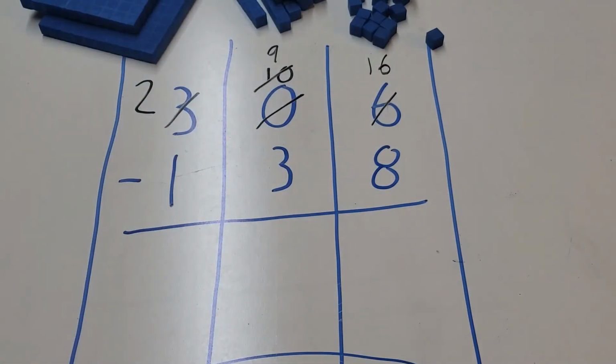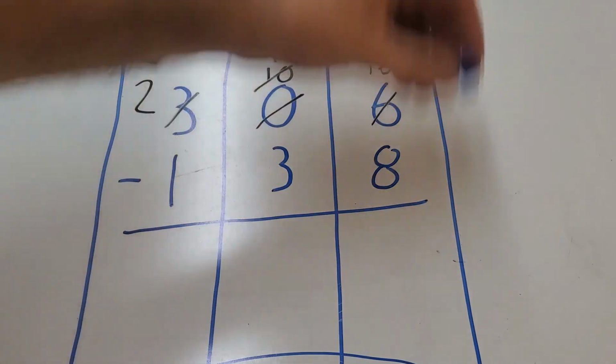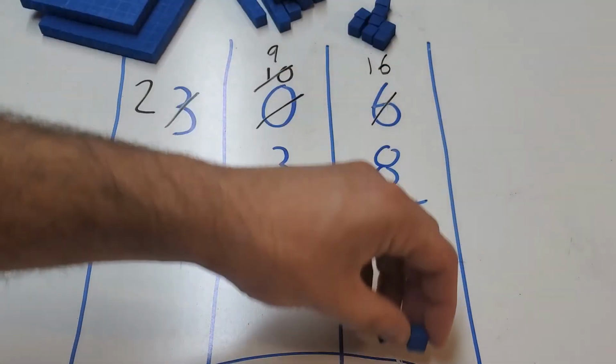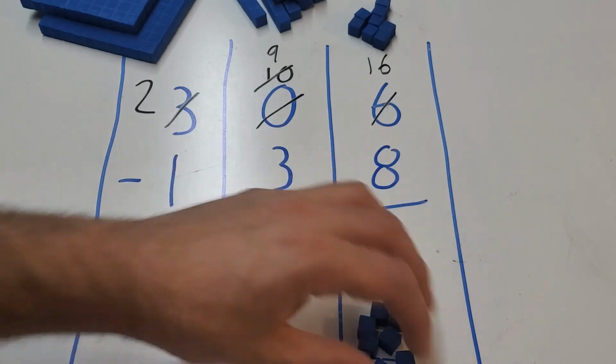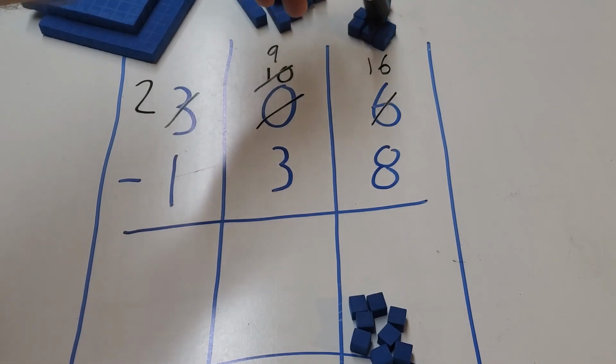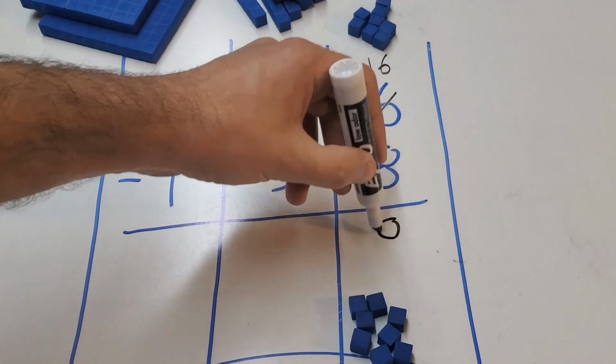Now we can do some subtraction. 16 minus 8. Well, let's take away 8. 2, 4, 6, 8. Better move those up so you can see them. How many are left here? 1, 2, 3, 4, 5, 6, 7, 8. 16 minus 8 is 8.